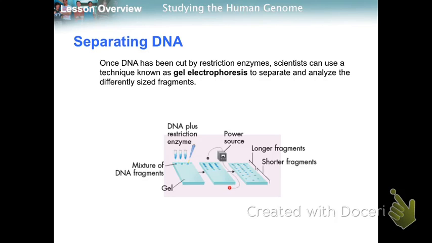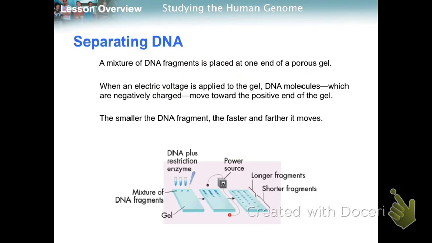Once the DNA has been cut into pieces by restriction enzymes, scientists can use a technique called gel electrophoresis to separate and analyze the different fragments. This is what we're going to be doing in lab in the coming days. DNA fragments are placed at one end of a gel that's about the same consistency as Jell-O. When an electrical charge is applied to the gel, the DNA molecules, which are negatively charged, will move towards the positive end of the gel. The smaller the DNA fragment, the faster and farther it moves.